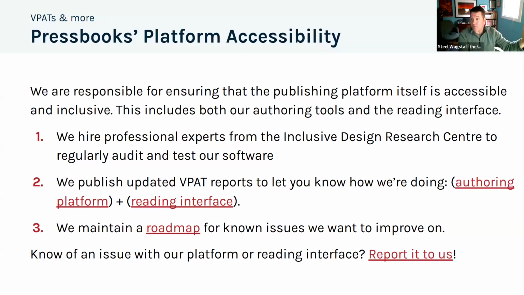In conjunction with them, we update what's called a VPAT report. If you don't know what a VPAT report is, it's a voluntary product accessibility template. And it's a form that tool providers or software providers or vendors can fill out that tells you, here's how our platform does on the WCAG standards. It's self-administered, so some platforms are great and do it really well.